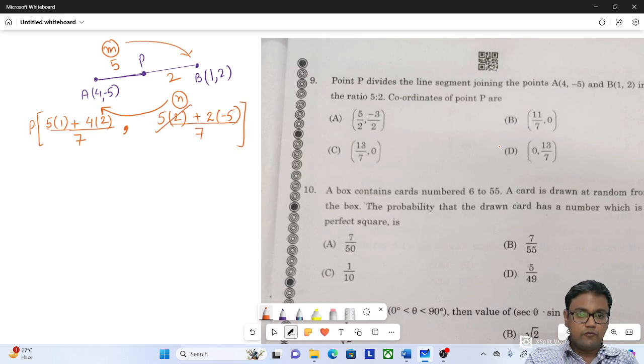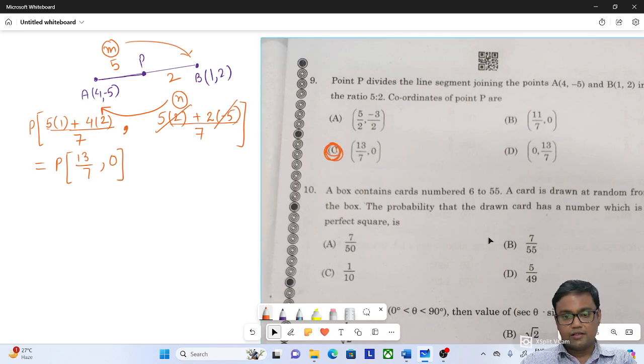So you can see 5 2s are 10, 2 into minus 5 is minus 10. Therefore, P is 5 plus 8, which is 13 by 7, and 0. So which is the suitable option? This is the suitable option.